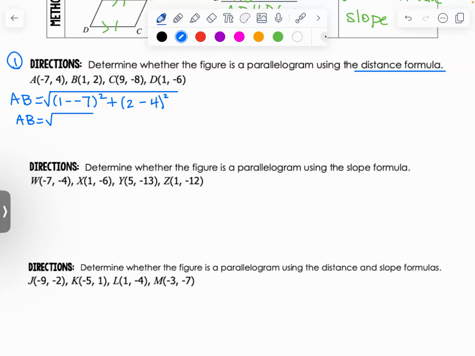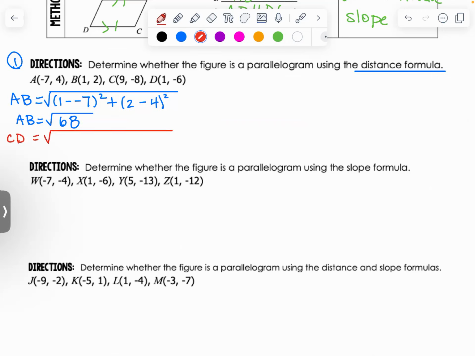Okay, so we have 8 squared plus negative 2 squared. So we have 64 plus 4, so the square root of 68. If we want to compare the opposite side, what distance should we find now? Okay, let's find CD.